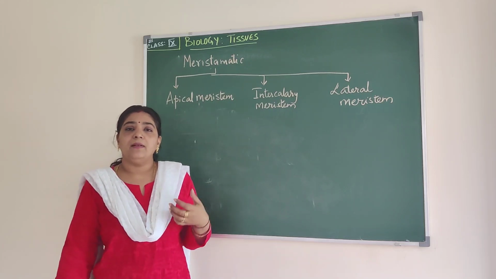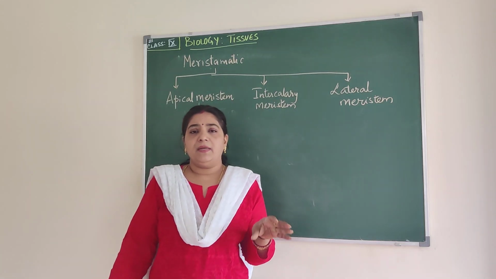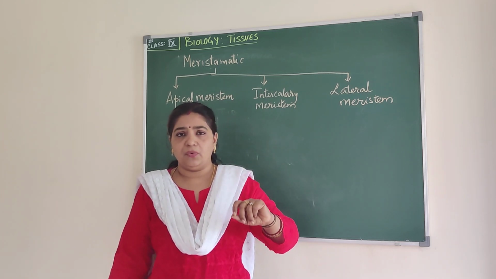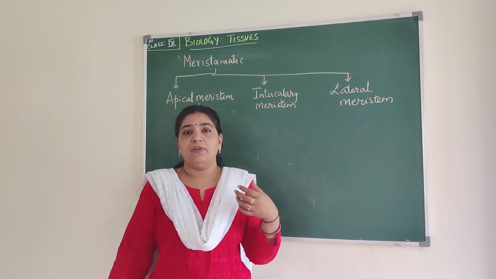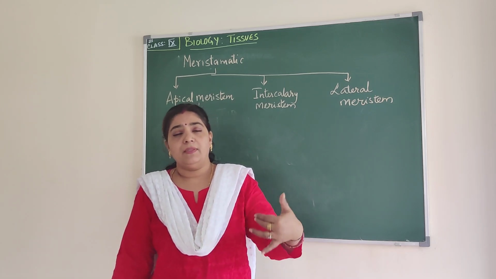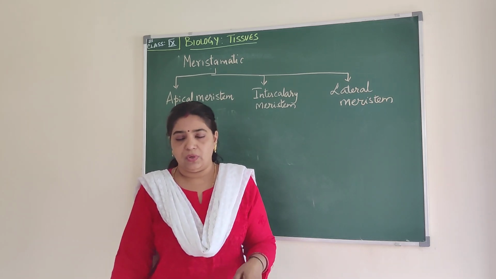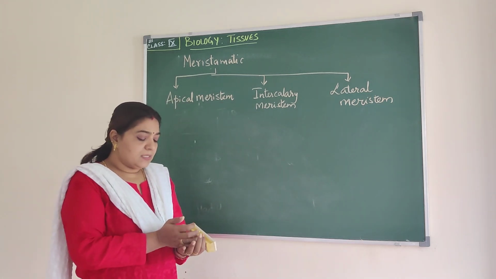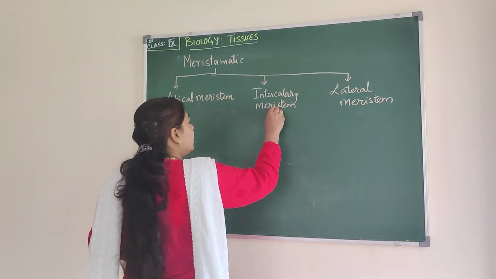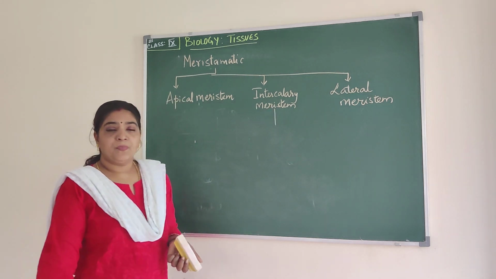The root cap will protect the meristematic tissue which is present in the root, and it will direct the root. It will guide the root on how to grow. Okay, so that's about the apical meristem. So let us learn what this intercalary meristem is.